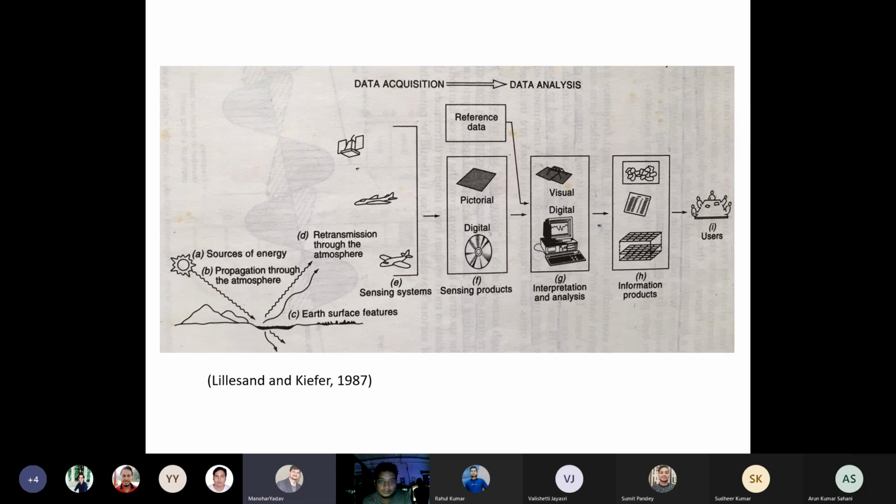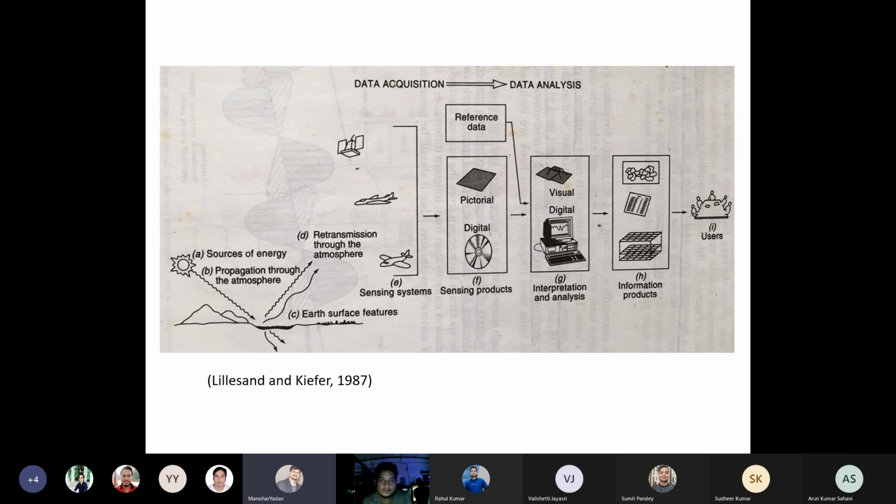So this is the entire workflow through which we work. In this course we mainly concentrate on steps up to F, and we will have some brief discussion of step G.